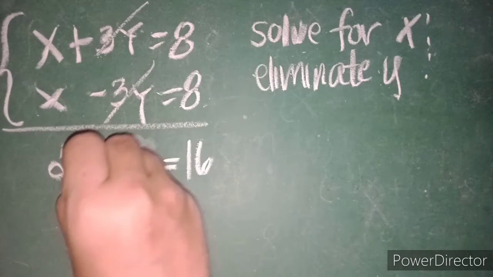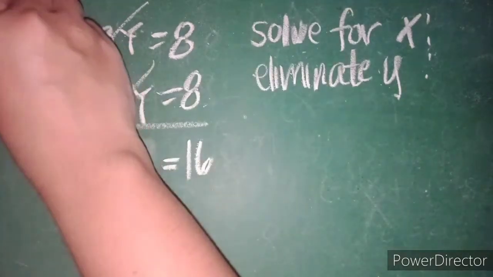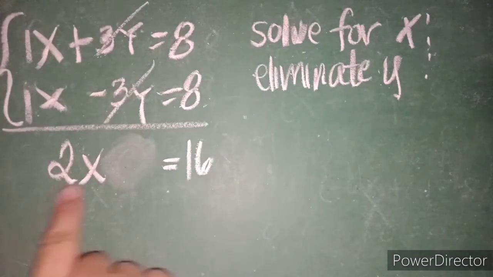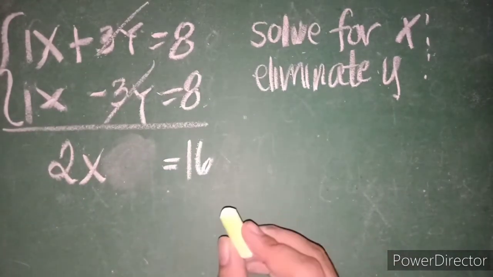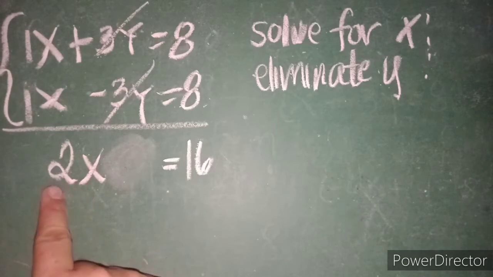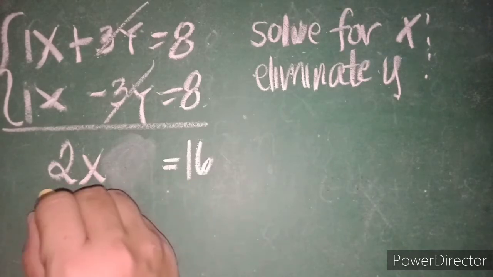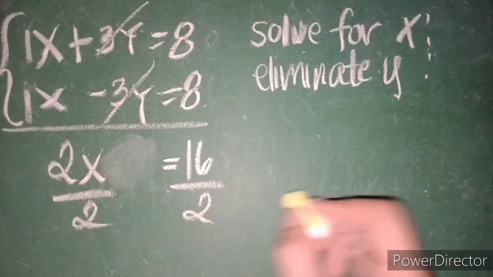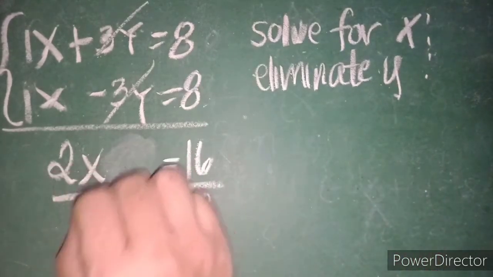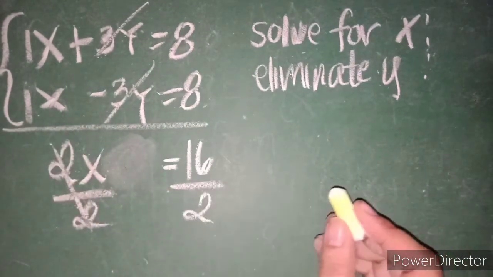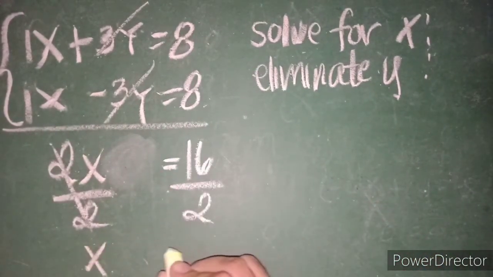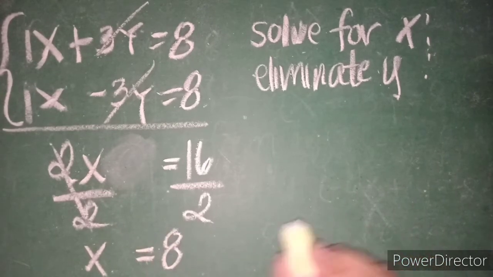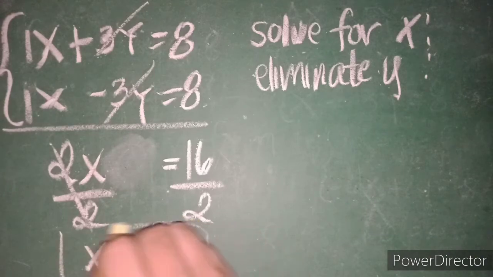Okay, x plus x equals 2x. Since wala tayong nakikitang numerical coefficient ng x, it is 1. So, 1 plus 1 equals 2x. Next, 2x equals 16. Para ma-solve ang x, i-divide natin siya both sides by 2. And then, 2x divided by 2, makakancel na yung 2, and then we have x. And 16 divided by 2, the answer is 8. So, now, ang value ng x natin is 8.